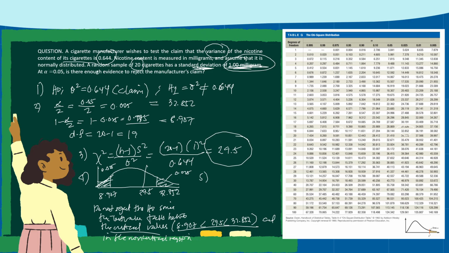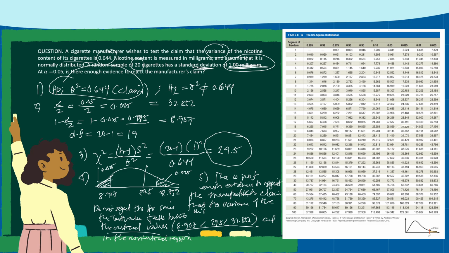And step number 5, when we do not reject the null hypothesis and our claim is our H0, we will start with the statement: there is not enough evidence to reject the manufacturer's claim that the variance of the nicotine content of the cigarettes is equal to 0.644.